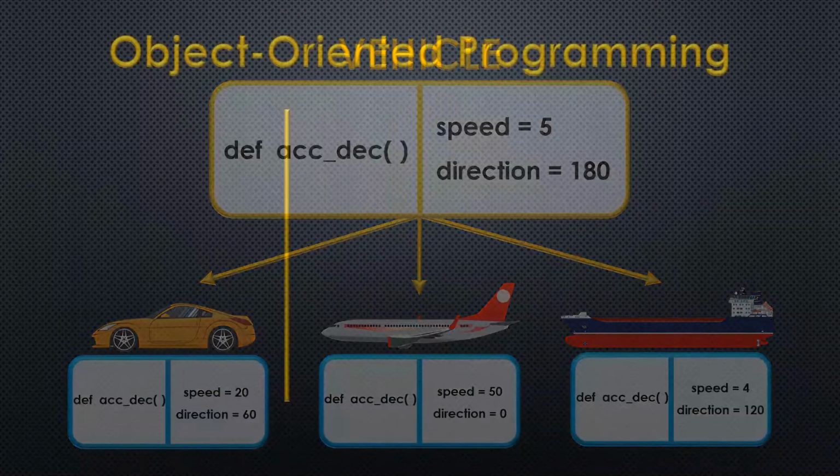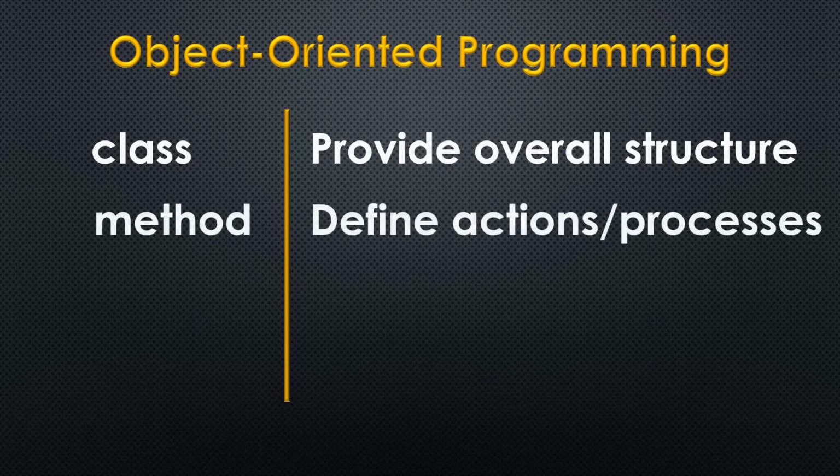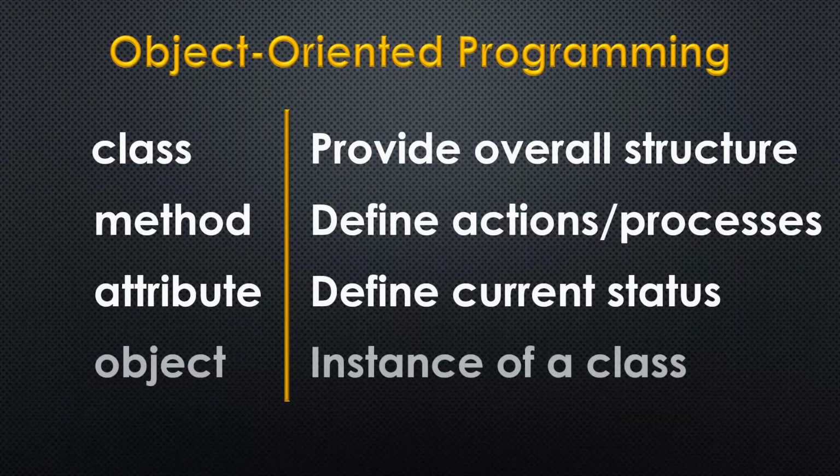So let's recap. Classes provide the general structure, whereas methods define actions or processes which can be undertaken. Attributes are variables which store the status of the class at any given time, and objects are individual representations of a class, each with its own attributes, but sharing the same methods. I hope that this brief overview has provided you with a basic understanding of how object-oriented programming works.